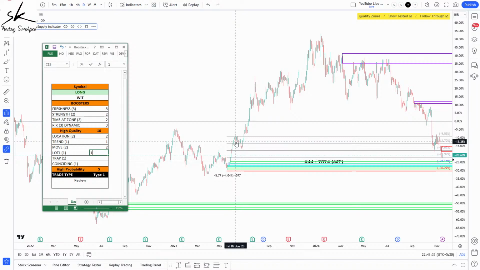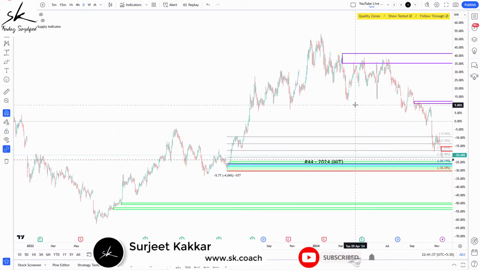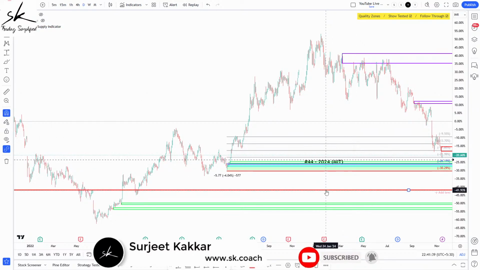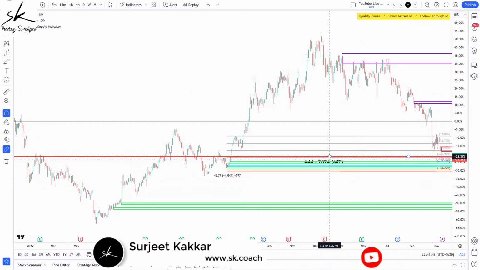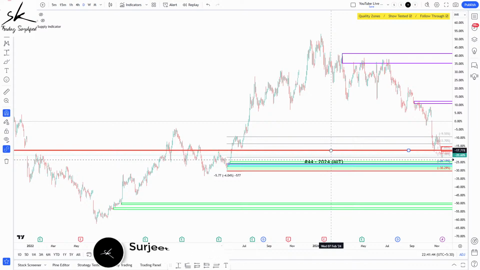It is a case of level on top of level. It is also coinciding. And for trap also, I can give it a score of 1, because you will see that if I take a horizontal line wherever the proximal is and I start pushing it up, you can see somewhere around here.